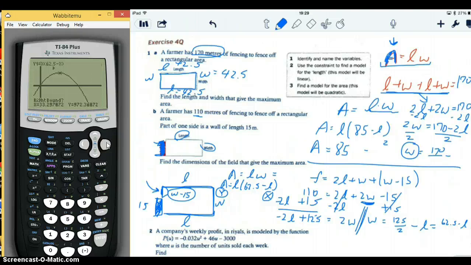We're pretty close to the max here. We need to go farther to the right. Okay, that's probably good. Enter. And then our guess is that. We hit enter. And it tells us that the maximum is 31.25.